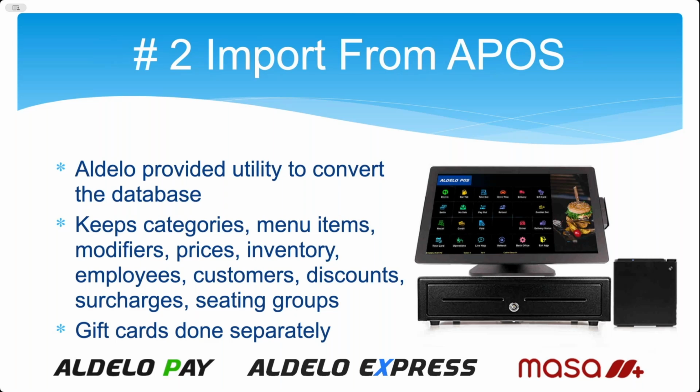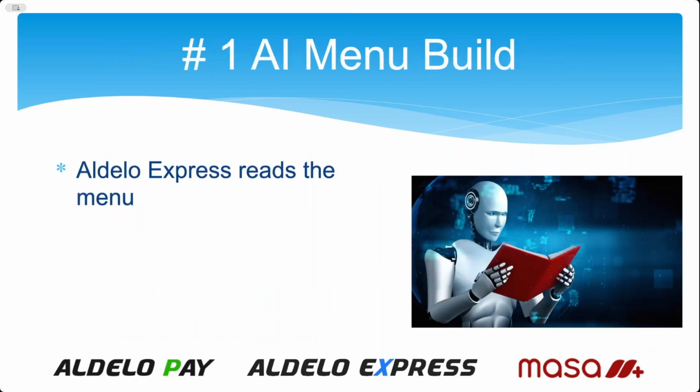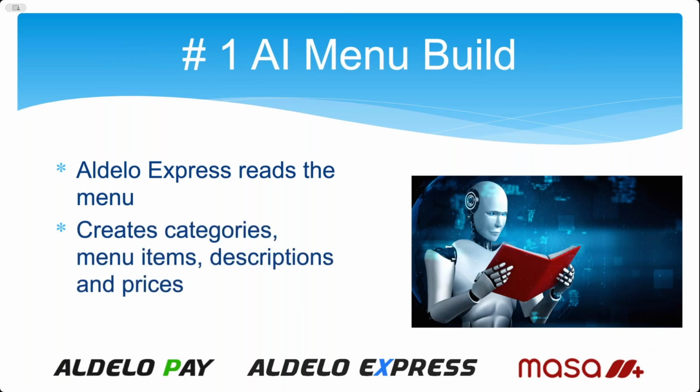Then the number one way to build a menu is through artificial intelligence. Aldelo Express reads the menu. You take the tablet, using the camera that's on the back side, and read the menu. It creates the categories, menu items, descriptions, and prices all from the customer's menu. Multiple page menus are easy. It does not have a problem with that.